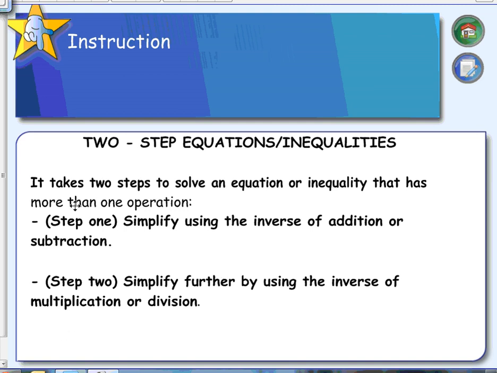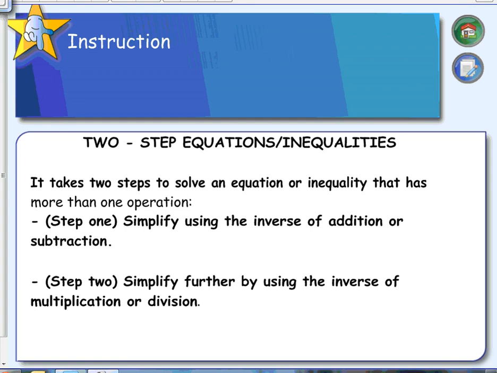The first step that you're going to do is simplify using the inverse of addition or subtraction. So whenever there's an addition or subtraction part of the problem, you want to try and do that first, right? And then step two, you want to do the inverse of the multiplication or division of what's going on.